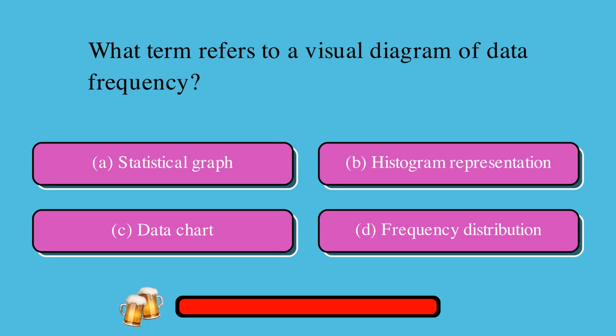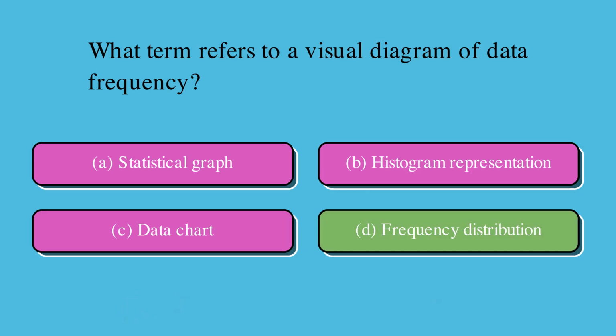What term refers to a visual diagram of data frequency? A. Statistical graph, or B. Histogram representation, or C. Data chart, or D. Frequency distribution. The correct answer is D. Frequency distribution.